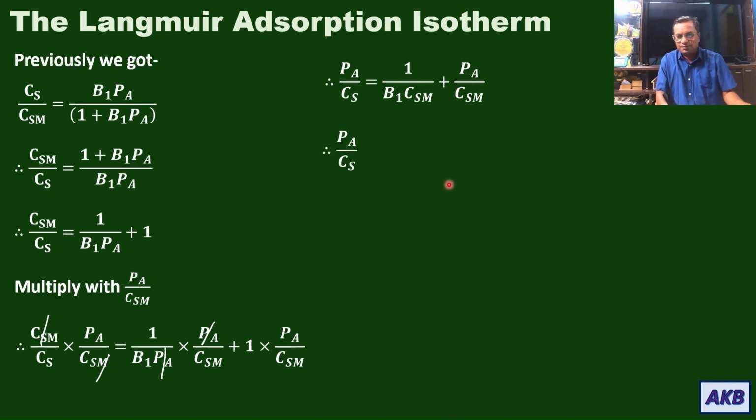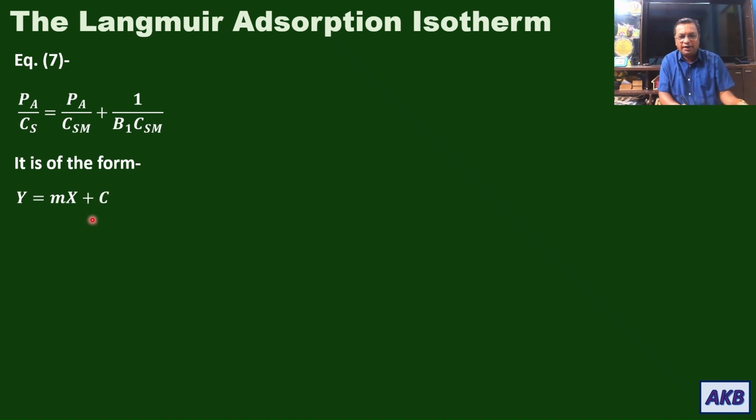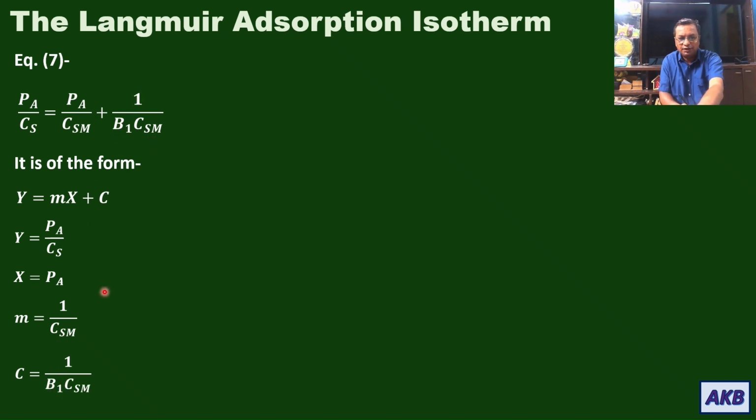So if you look at this equation, or if you just rearrange it, I am now just interchanging the position of the terms on the right hand side. So this is Pa upon Cs is equal to Pa upon Csm plus 1 upon B1 into Csm. So the entire term is a constant. I'm calling it equation 7. And equation 7, which is Pa upon Cs is equal to Pa upon Csm plus 1 upon B1 into Csm, is of the form y is equal to mx plus c, where y is Pa upon Cs, x is Pa, the slope is 1 upon Csm, and intercept is 1 upon B1 into Csm.